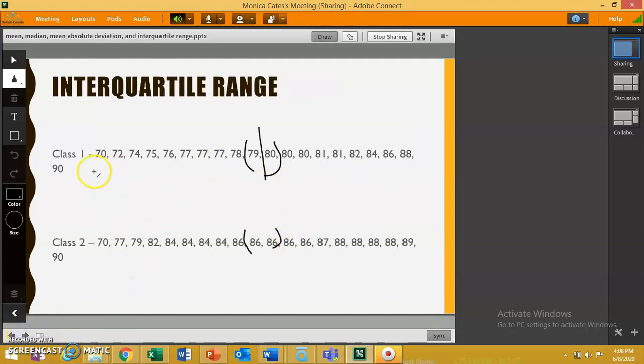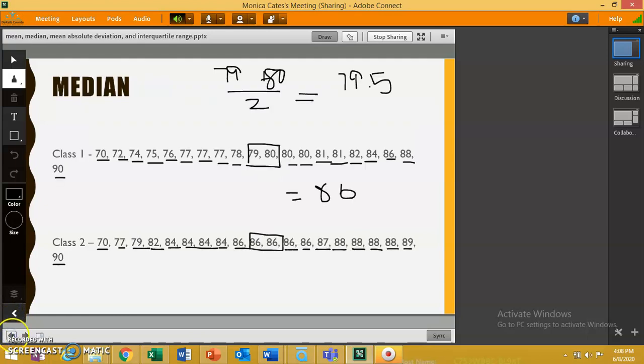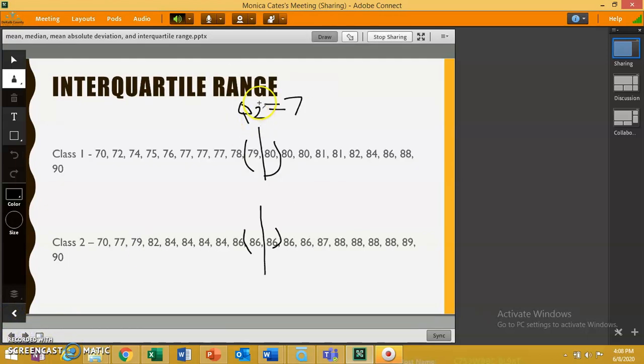I went ahead and ordered the numbers from least to greatest, and then I cut the numbers right down the middle because our quartile 2 gave us that, or our median. That's another word for median, quartile 2, and I believe it was 79.5. And Q3 was 86. Okay, so now we need to find the medians of the first half of our data and the second half of our data.